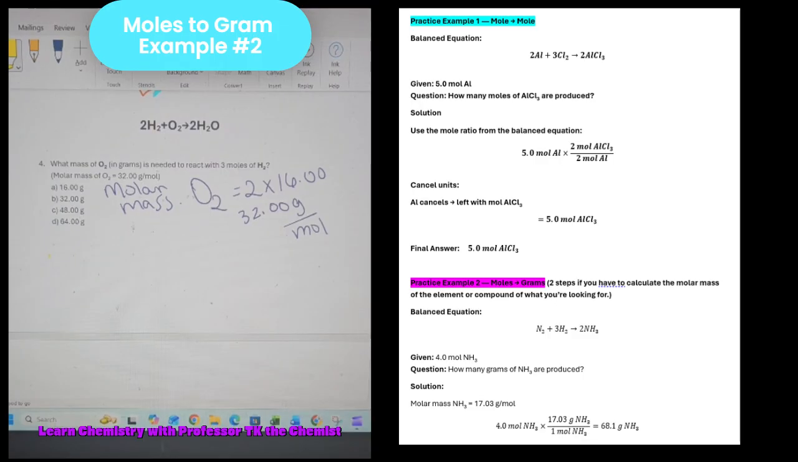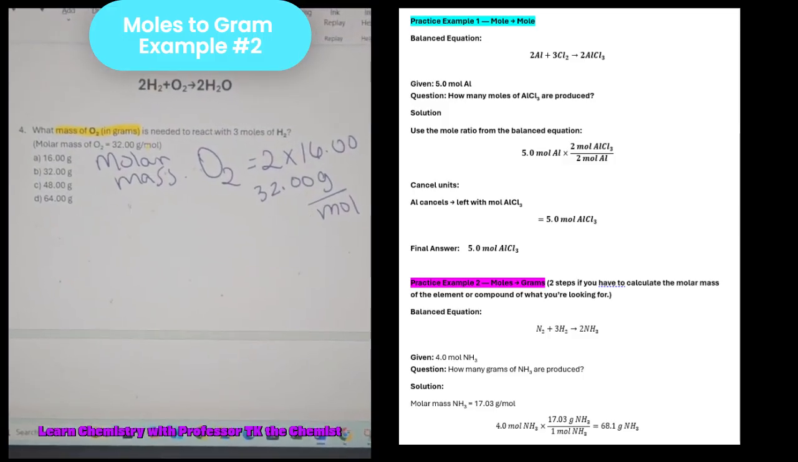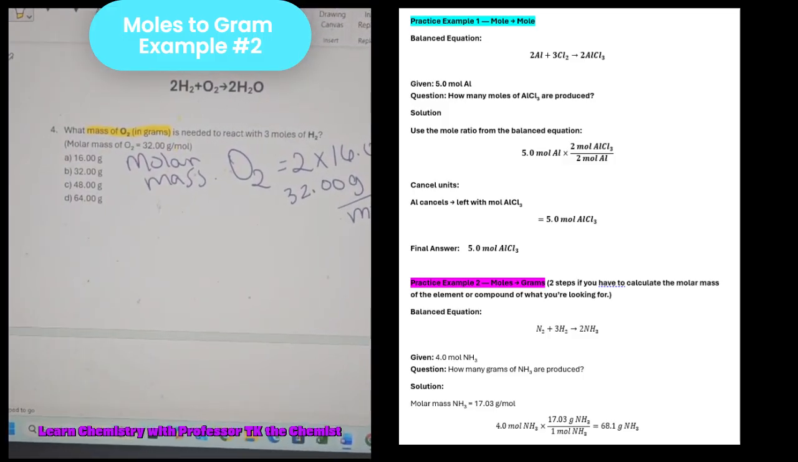Okay, so let's do this one. Again, when you read the problem, focus on what you have. Focus on what you have. So, for instance, it says, what mass of oxygen in grams is needed to react with 3 moles of hydrogen?